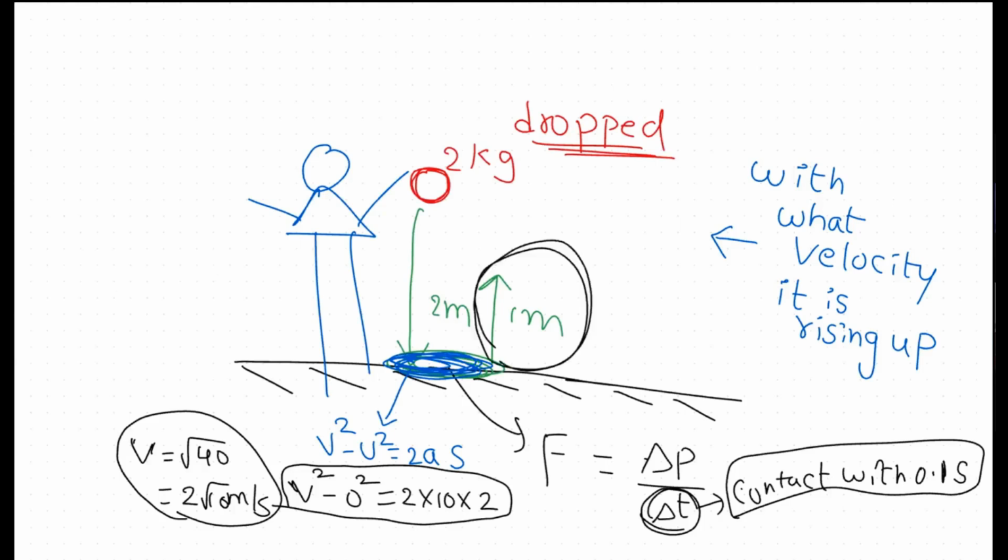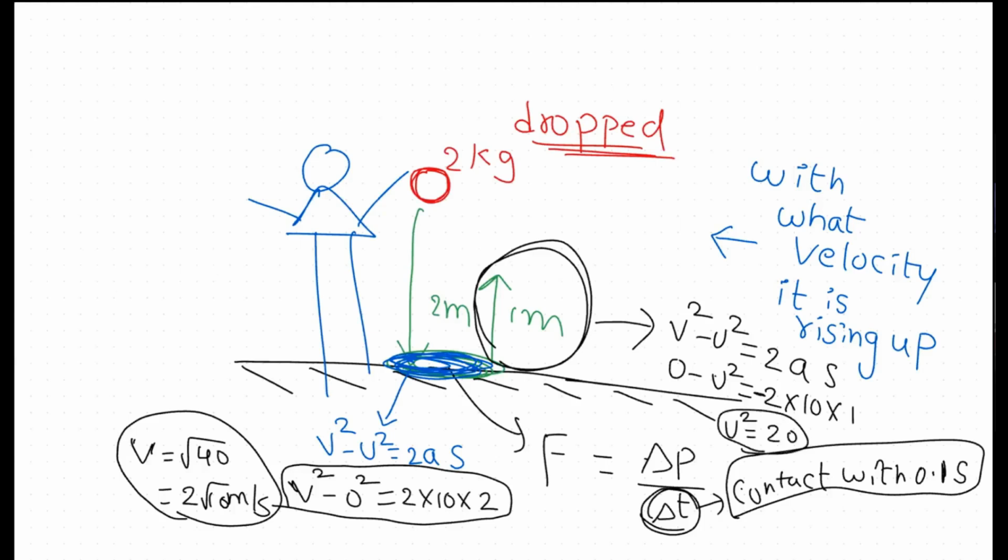Well, what is the formula? Again, we can use v square minus u square equal to 2as, correct or not? But what is the final velocity now? 0. Final velocity is 0. Initial velocity we have to calculate. Initial velocity, you have to calculate: 2 into g value is 10, s value is 1 meter. And acceleration will be negative. Why? Acceleration will be negative because the body is traveling upwards. So u equal to root 20.